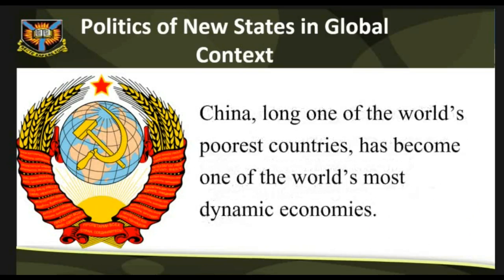To cite just a few examples, China, long one of the world's poorest countries, has become one of the world's most dynamic economies. Yet, in 1989, while most other communist-led countries gave way to the forces of democratization, the Chinese army viciously suppressed popular demonstrations in Tiananmen Square and reinforced party dictatorship.